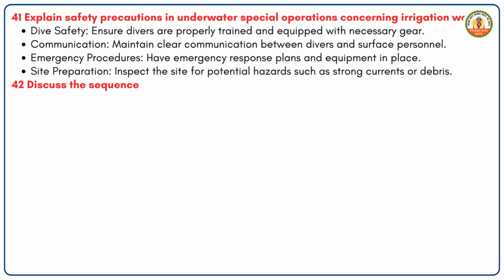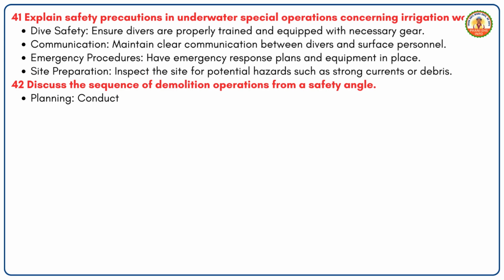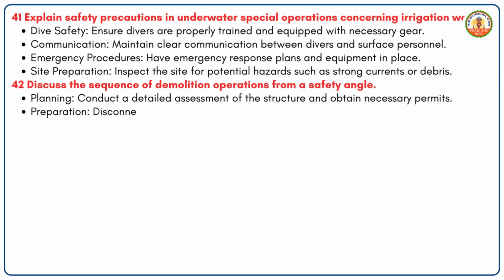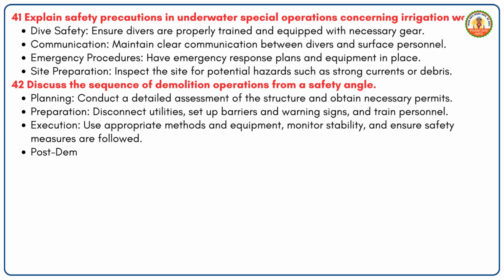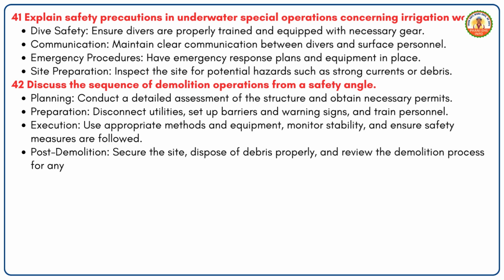40. To discuss the sequence of demolition operations from a safety angle. Planning, conduct a detailed assessment of the structure and obtain necessary permits. Preparation, disconnect utilities, set up barriers and warning signs and train personnel. Execution, use appropriate methods and equipment, monitor stability, and ensure safety measures are followed. Post-demolition, secure the site, dispose of debris properly, and review the demolition process for any issues.